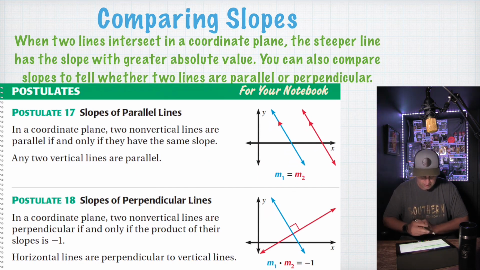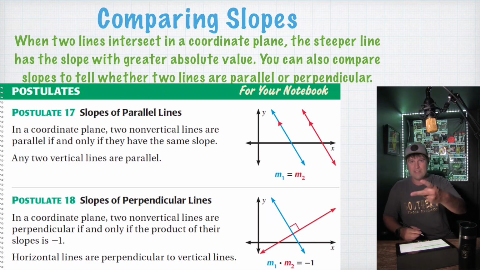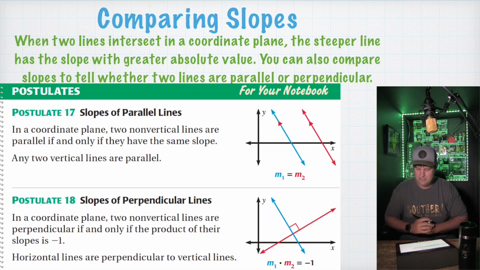Slope of perpendicular lines. In a coordinate plane, two non-vertical lines are perpendicular if and only if the product of their slope is -1. So if you multiply the two slopes and you come out to -1, they will be perpendicular. Another way you could say that is they have to be negative reciprocals of each other, where the reciprocal of a fraction is where you flip it over, you put the numerator in the denominator and the denominator in the numerator. And if it was a positive, you change it to a negative. If it was negative, you change it to positive. You just take the opposite reciprocals. We'll go over that a little more in the example.